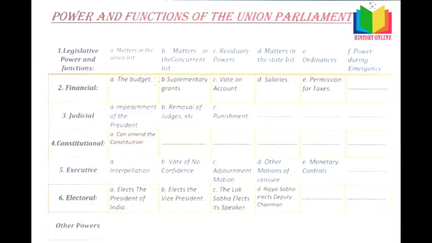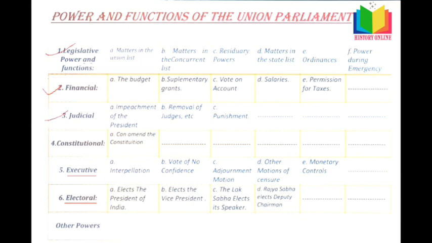Okay, so this is the power and functions of the Union Parliament. We can divide the power and functions of the Union Parliament into 6 sets. First one is legislative power and functions. After that, financial, judicial, constitutional, executive, electoral. So we can divide the power and functions into 6 heads. Now we'll discuss the legislative power and functions.